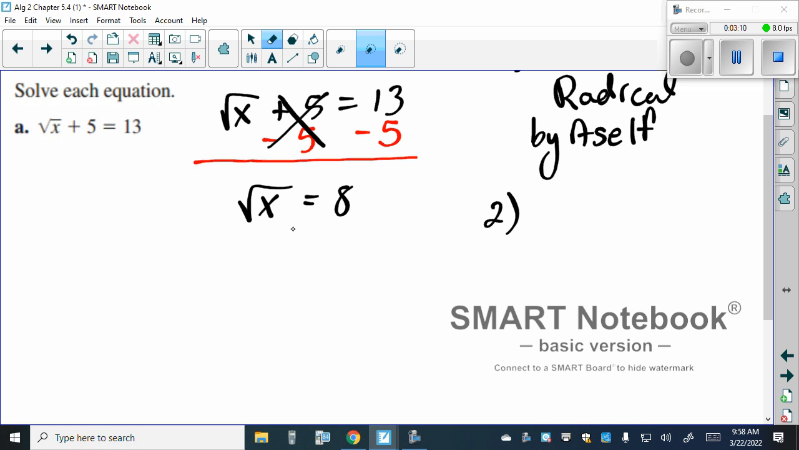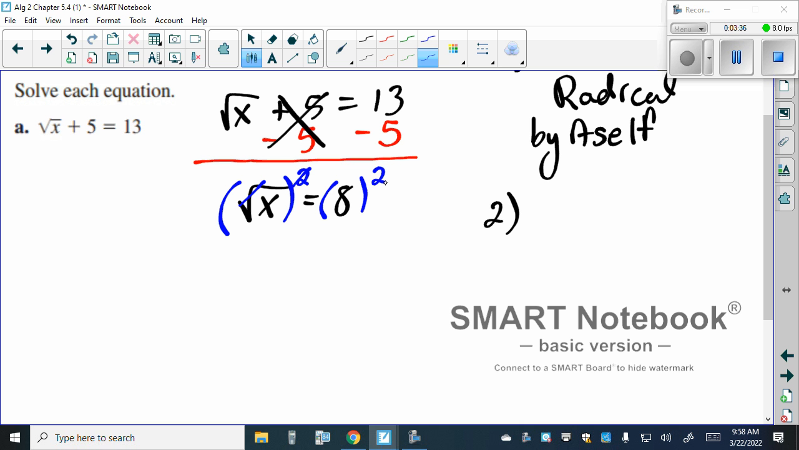Kind of like if we had x squared. If we had x squared by itself, then we could square root both sides. Here, we want to get the radical by itself. So how can I undo a square root? By squaring it. Because if I square a square root, the square root and square will cancel each other out. And what I do to one side, I have to do to the other.